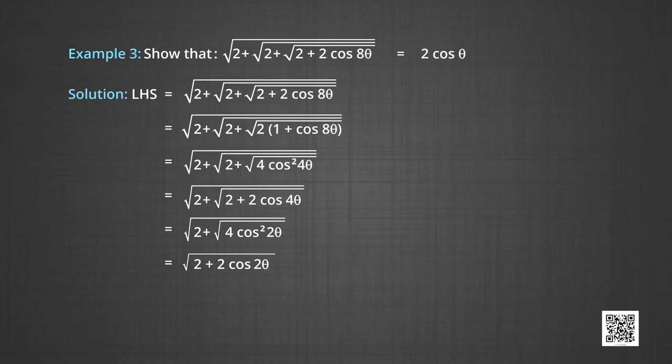So, the expression which we have to simplify now is under root of 2 plus 2 cos 2 theta, in which we take out 2 common and after substituting 1 plus cos 2 theta as 2 cos square theta, we get the right hand side which is 2 cos theta.